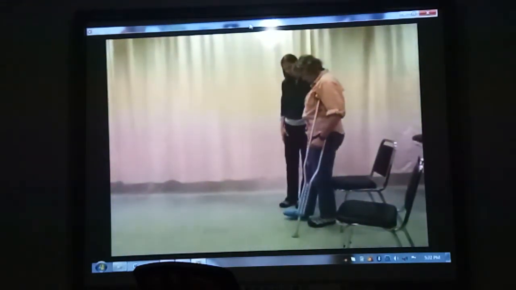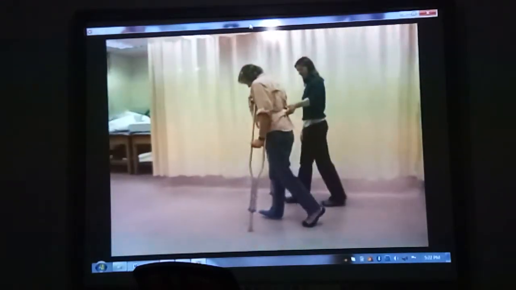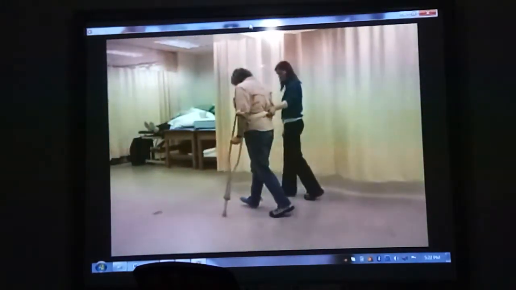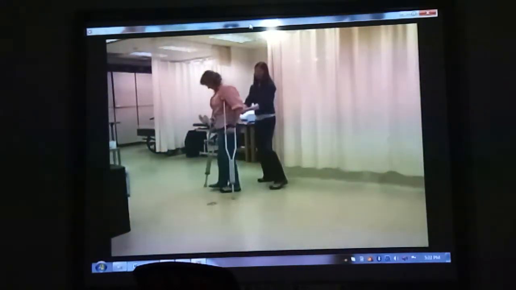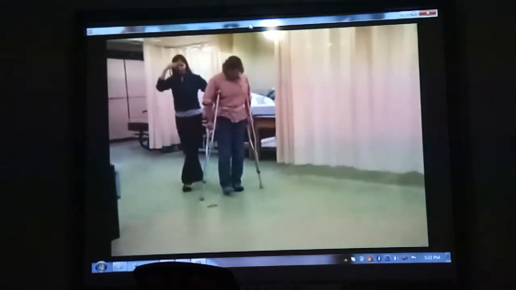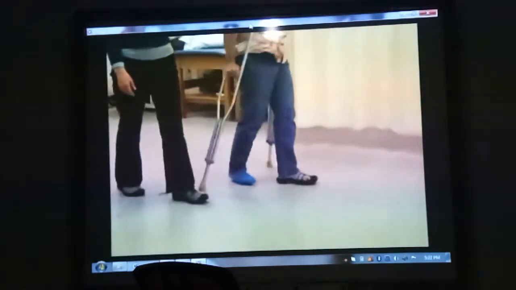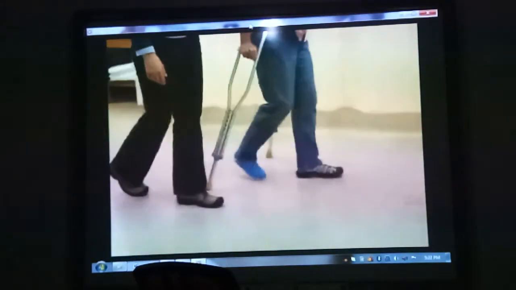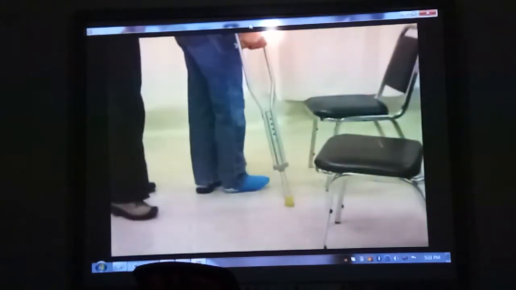This is toe touch 3-point. So even though it's called toe touch, you still want to put your heel down first. It mimics normal walking pattern. But again, there's no weight. It's just there for balance.